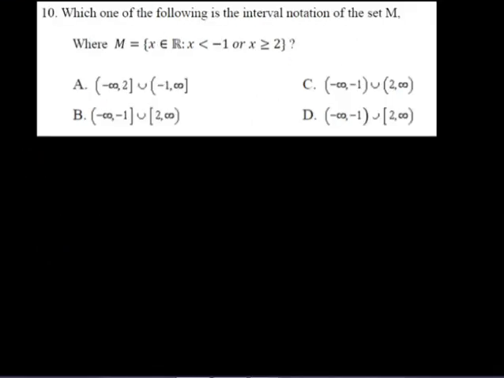Which one of the following is the interval notation of the set M? When we convert set M to interval notation, which one is the answer?